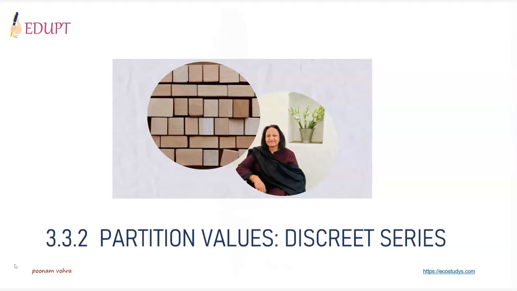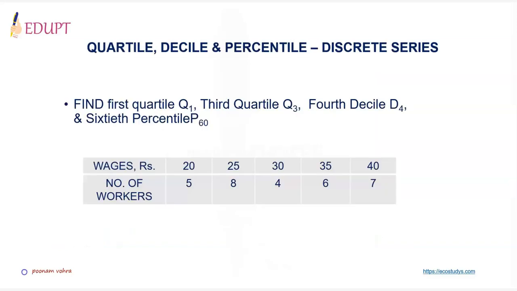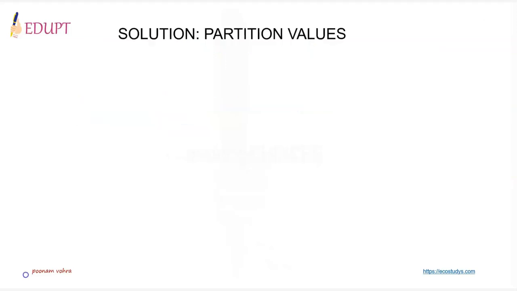In the previous video, you learnt about computing partition values in individual series. Now we shall move on to discrete series. Let us understand the computation of partition values in discrete series through an illustration. This illustration provides information on wages and number of workers. One needs to find the first quartile, third quartile, fourth decile, and 60th percentile. Now let us find the solution to various partition values.